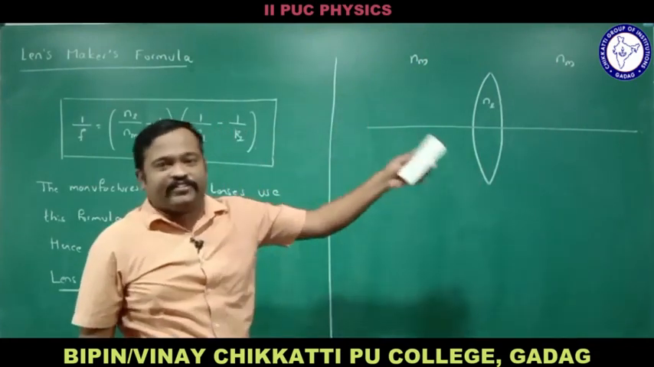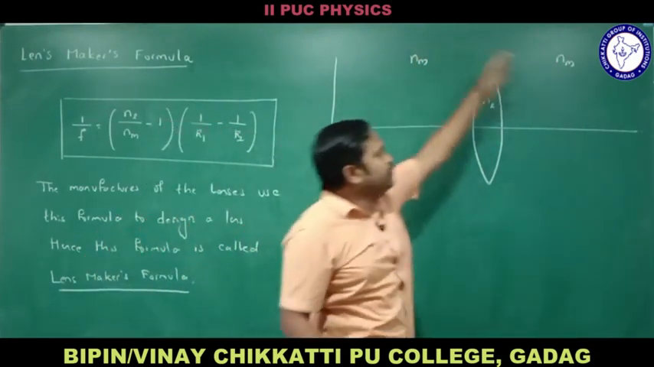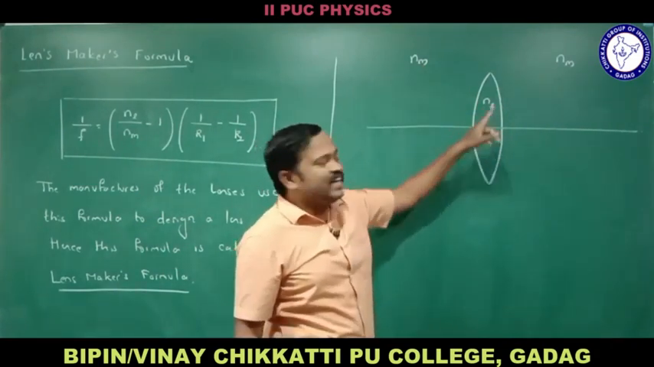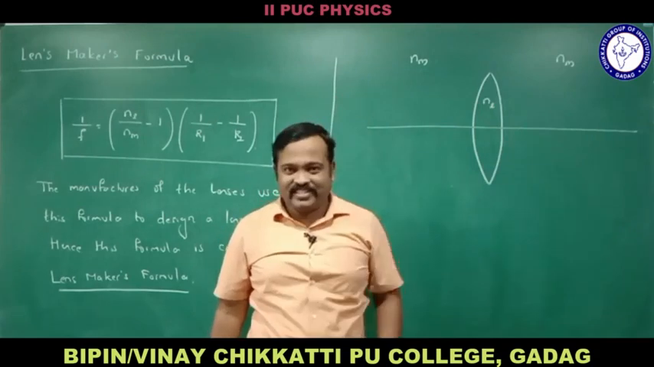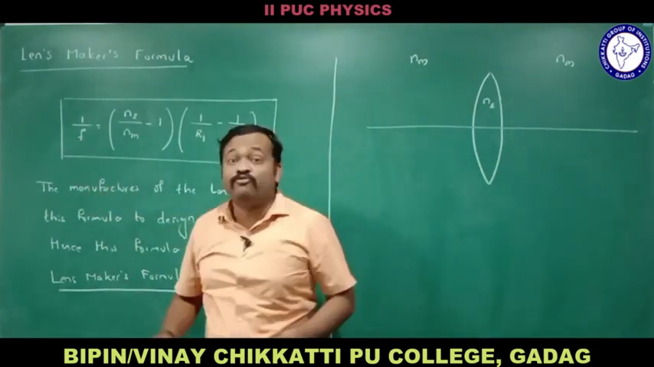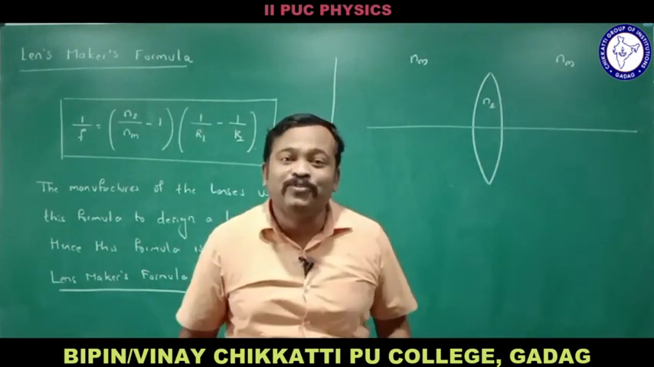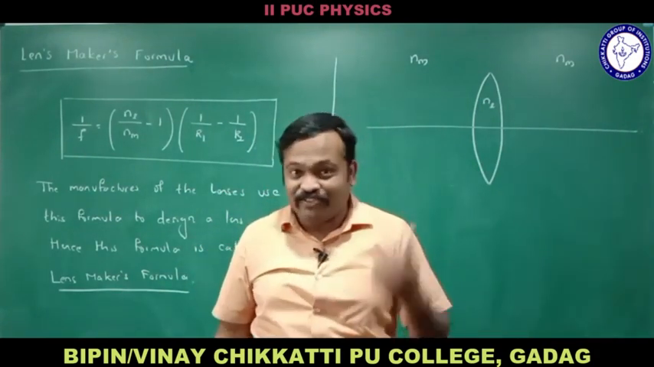If water, you can take the refractive index of water. On both sides, the medium is the same here. The lens is kept in a medium of refractive index NM. And what is NL? That is the refractive index of the lens. What is F? F is the focal length of the lens. We know the focal length of a convex lens is positive, and for a concave lens it is negative. F is the focal length.